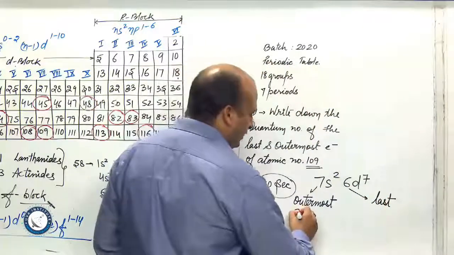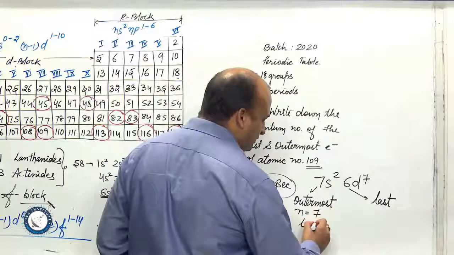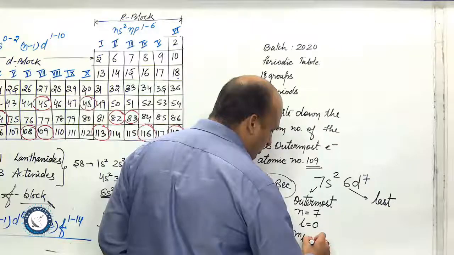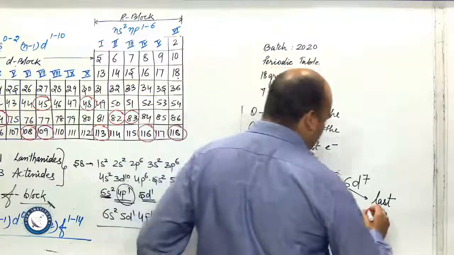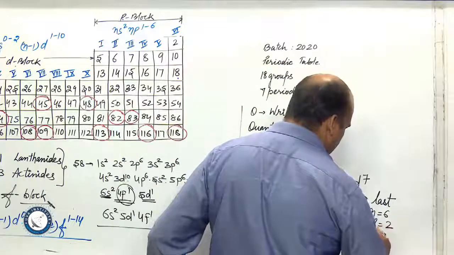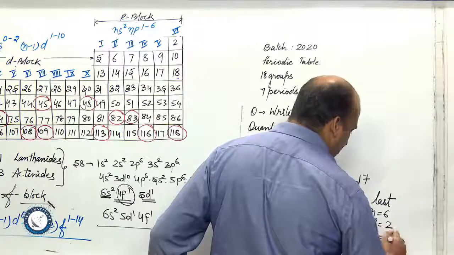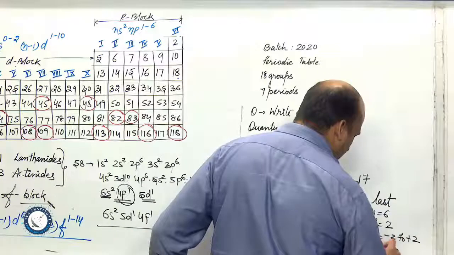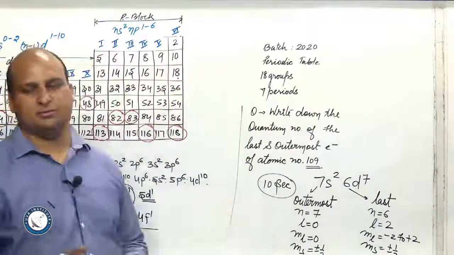Now the quantum numbers: n is equal to 7, l is equal to 0 because it is s, ml is equal to 0, ms is equal to plus minus half. Then n is equal to 6, l is equal to 2, ml from minus 2 to plus 2, and ms is equal to plus minus half. These are the quantum numbers.